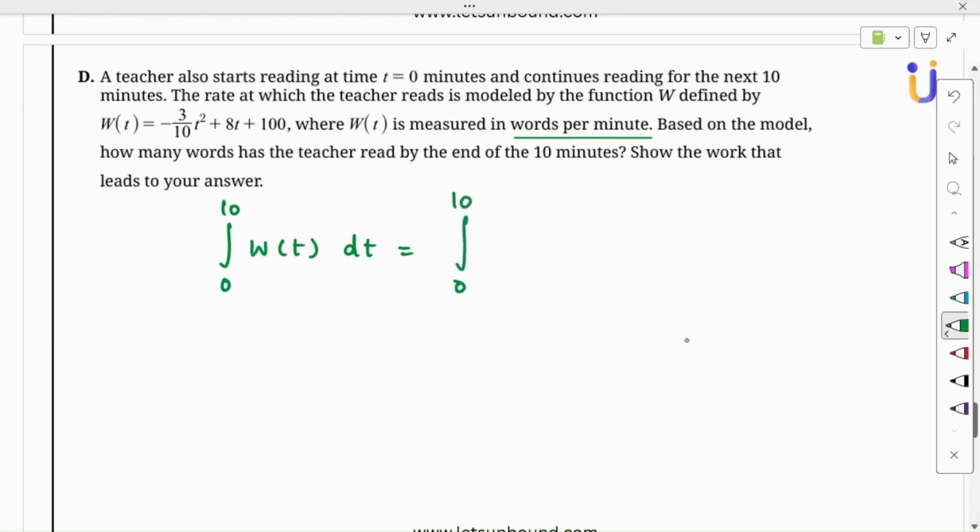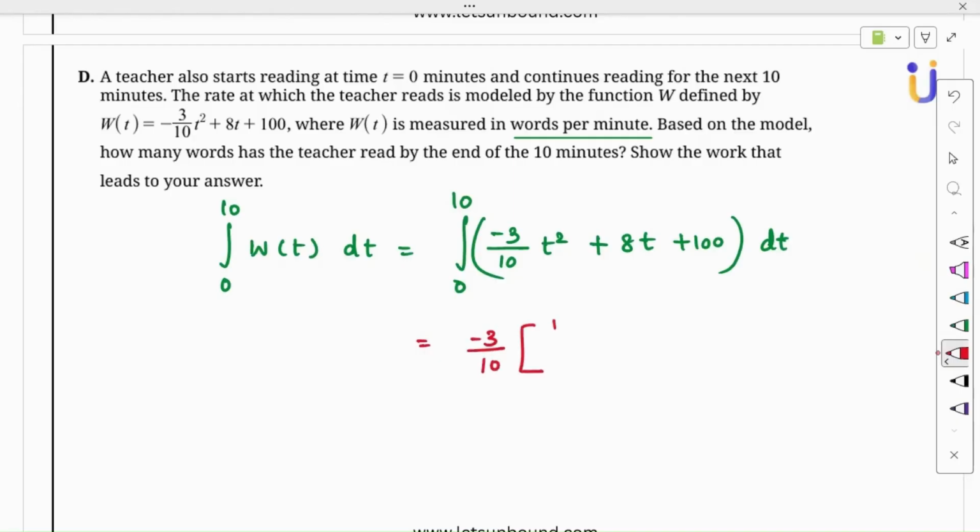So 0 to 10, W of t is clearly given, minus 3 by 10 t square plus 8t plus 100, use a bracket and put dt. We need to do it without calculator, right? So minus 3 by 10 is a constant. T square, when you integrate, it's t power 3 by 3. Okay, sometimes we will mess up with differentiation and integration formula. You might do 2t. So make sure, think twice and apply it. Then 8t, when you integrate, it's t square by 2. Then 100, when you integrate, 100t. And 0 to 10.